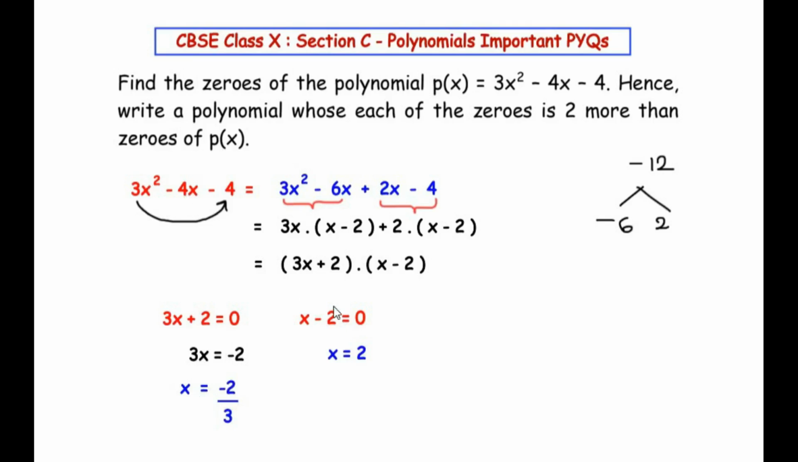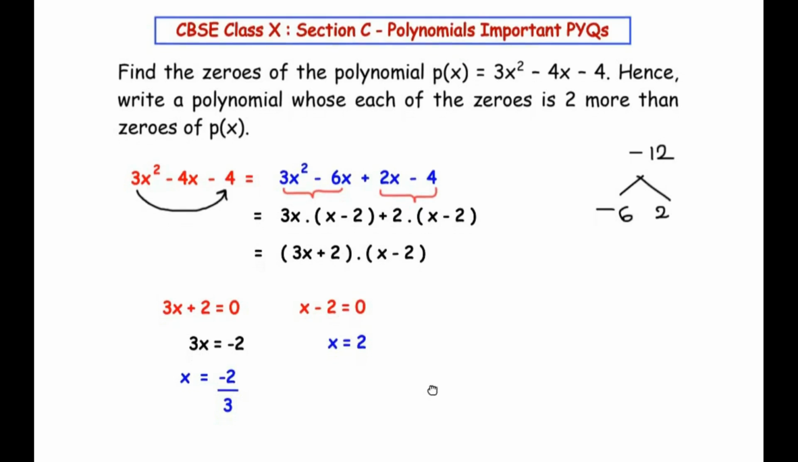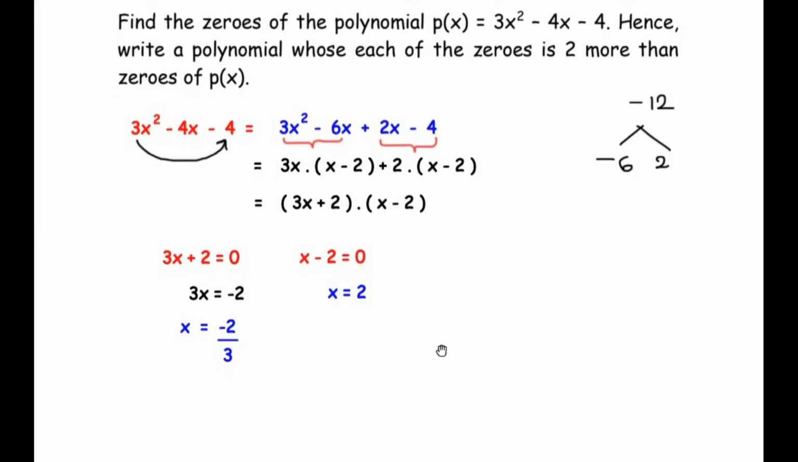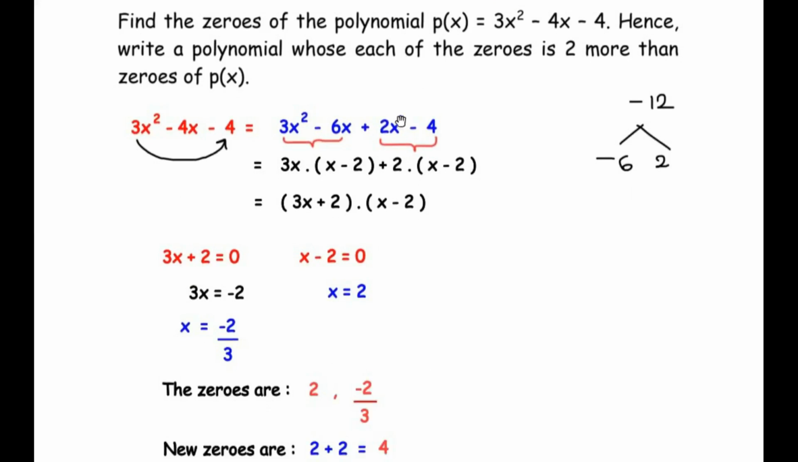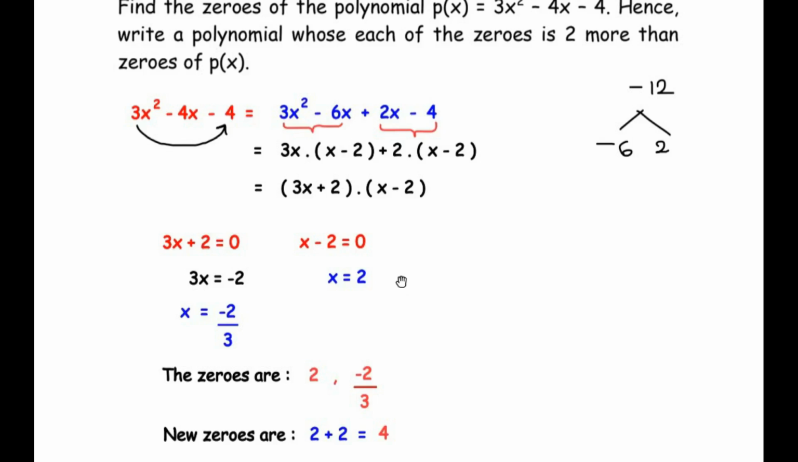Now for the second factor, we are going to take negative 2 on the right hand side, giving us the second zero as 2. Now once we have got the zeros of the first polynomial, let us find out the zeros of the required polynomial. So the zeros of this polynomial are 2 and negative 2 over 3. Now for the required polynomial, whose zeros are 2 more than the zeros of this, 2 more means we have to just add 2 to each of these zeros.